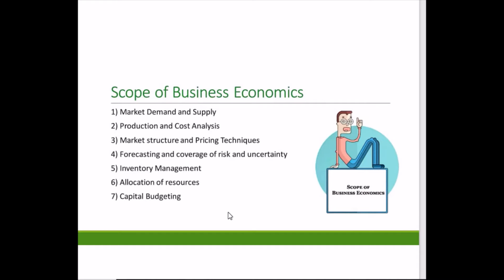Forecasting and covering risk and uncertainty: how can we forecast or cover the risk of uncertainty in the future? Inventory management: how can we manage the stocks and all, we will learn in business economics. Allocation of resources: how can we allocate our resources which are available now? And capital budgeting: how capital is raised and how it can be budgeted, that we learn in business economics.